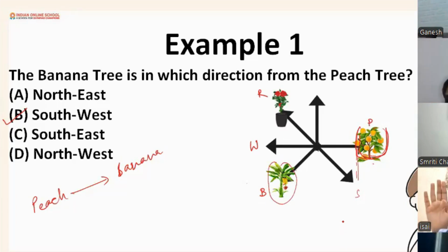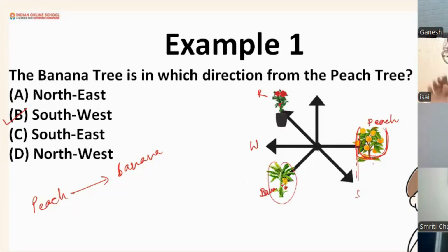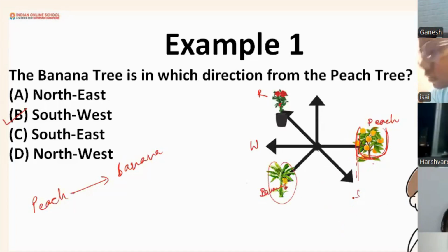Ma'am, in the west. No, this is the peach tree, no? And this is the banana tree. Yes, Ganesh, tell me. East. If the banana tree is in the southeast or southwest of the peach tree, then the peach tree should be in which direction of the banana tree?